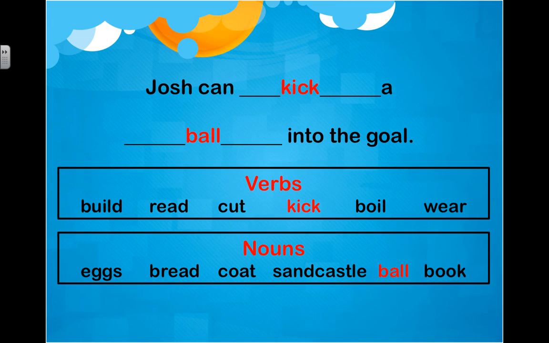So as a reader, did you see what I did? I read the sentence slowly. I figured out which word made sense. I reread it. Then I thought about what other word would make sense in this sentence. So what I did here was I added a verb first and a noun second. So I used one verb and one noun.